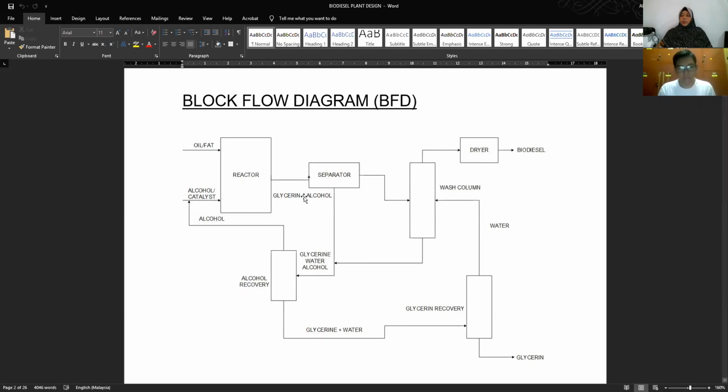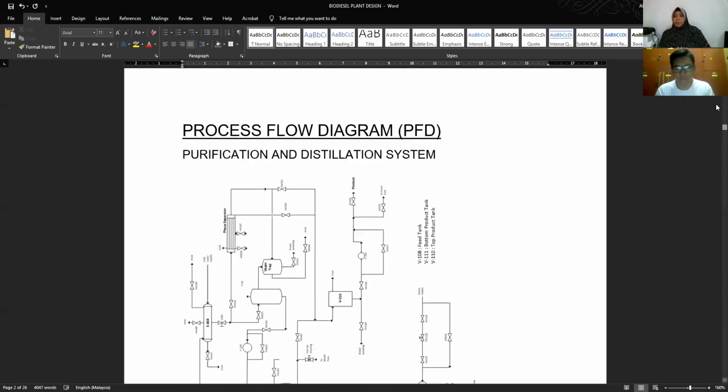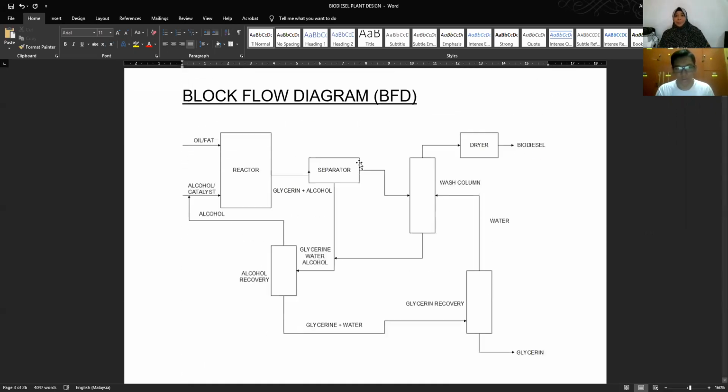At the separator the glycerin and alcohol will be separated. The glycerin will go to the bottom. Then we will get the one at the top, which is biodiesel. So we will get the biodiesel and alcohol.